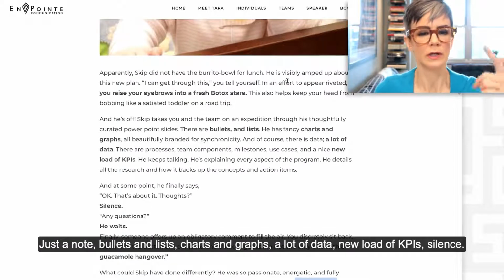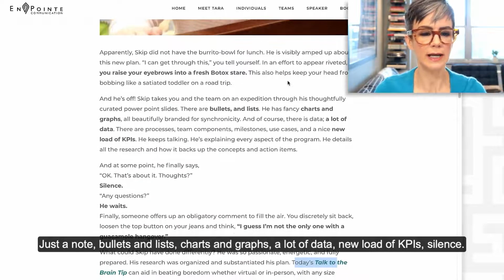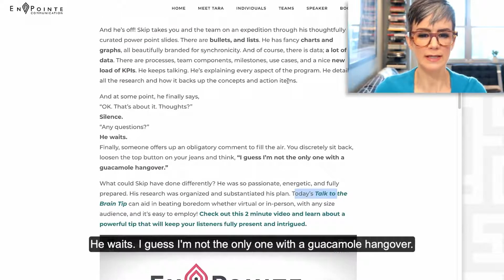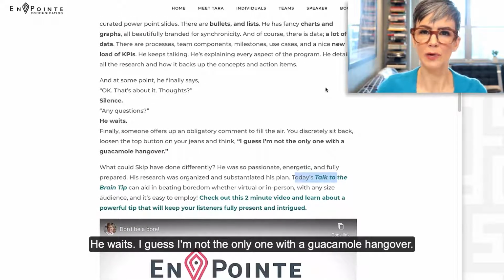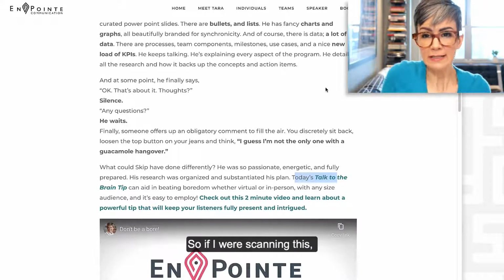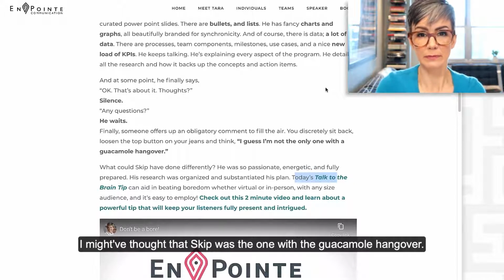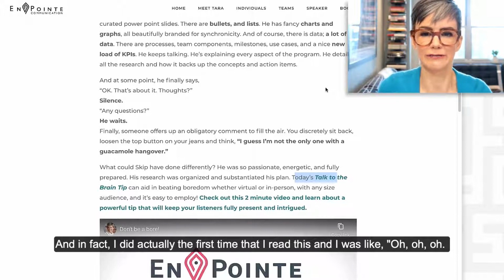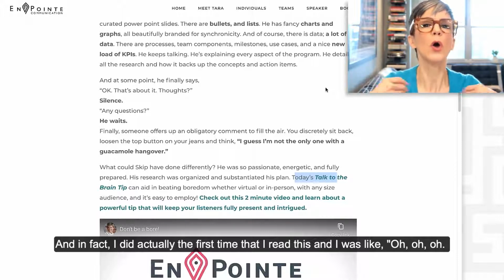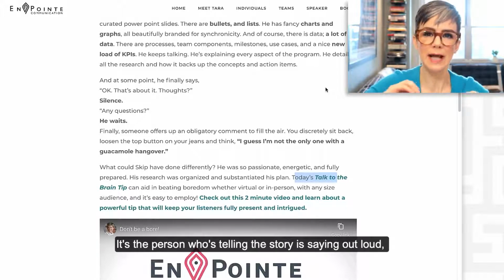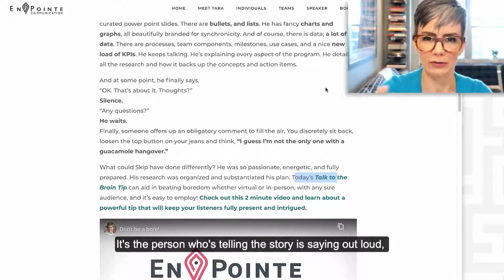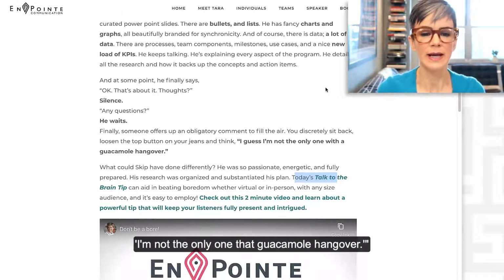Just a note. Bullets and lists, charts and graphs, a lot of data, new load of KPIs, silence, he waits. I guess I'm not the only one with a guacamole hangover. So if I were scanning this, I might have thought that Skip was the one with the guacamole hangover. And in fact, I did the first time that I read this, and I was like, oh, it's the person who's telling the story saying out loud, I'm not the only one with a guacamole hangover.